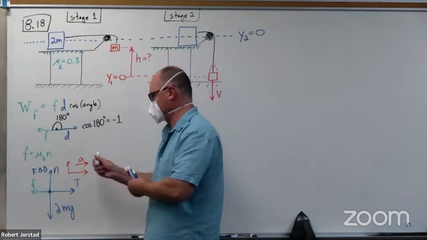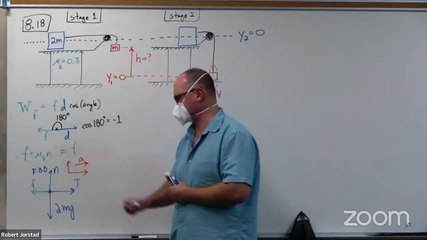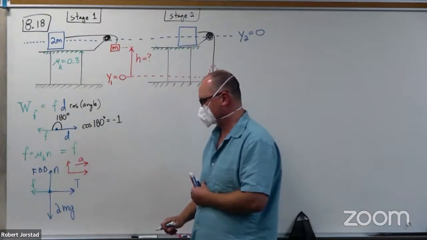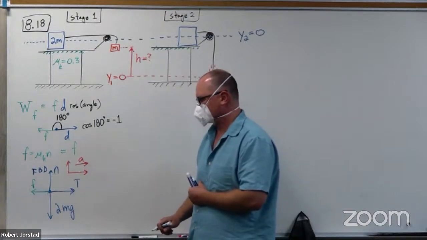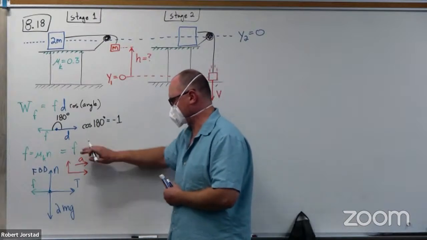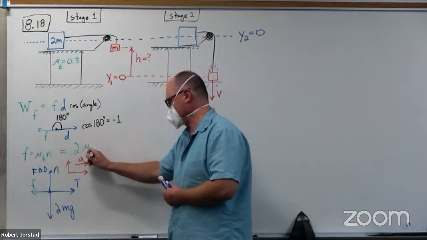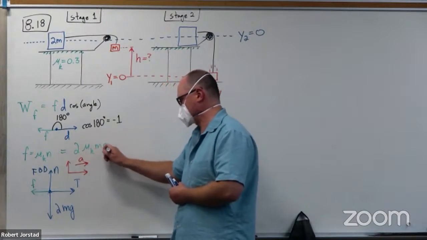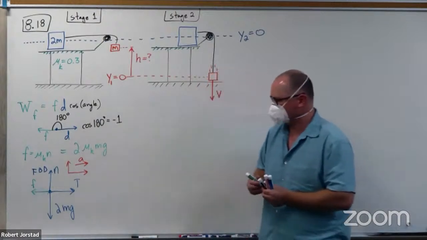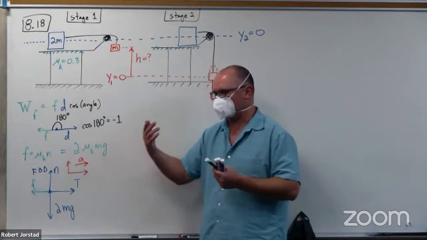So tell me, what's my equation for the frictional force, after all is said and done? 0.3 times. Yep. So I'm going to just write it as 2 mu kinetic mg. Are you okay with that? So in this case, yeah, there's a 0.3. I think he said there's the 2, and so it would be 0.6 mg.